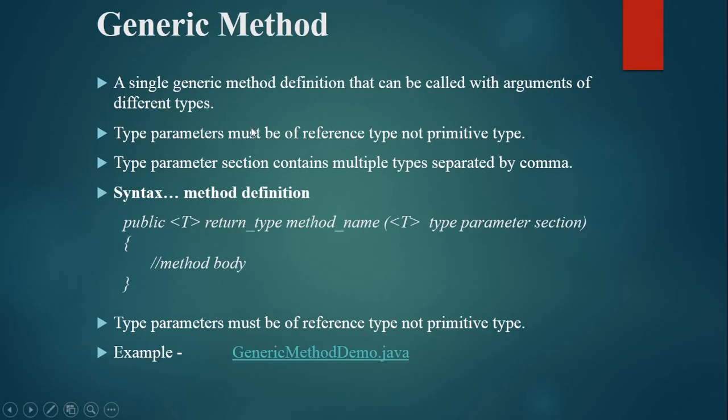Next is the generic method. A single generic method definition can be called with arguments of different types. The type parameter must be a reference type, a non-primitive type. The type parameter section can contain multiple types separated by commas. The syntax for the method definition is: public, then the generic return type, method name, the parameter list, and the generic type parameter section. In it, our method body will be. So we will check the example of a generic method.